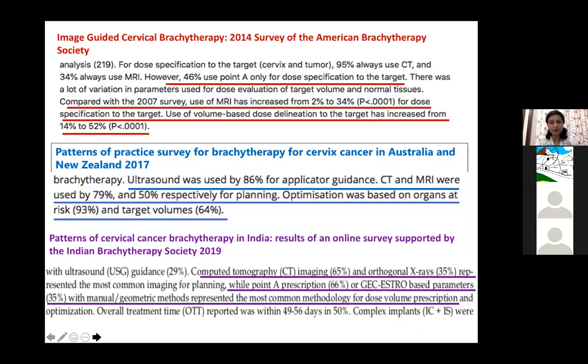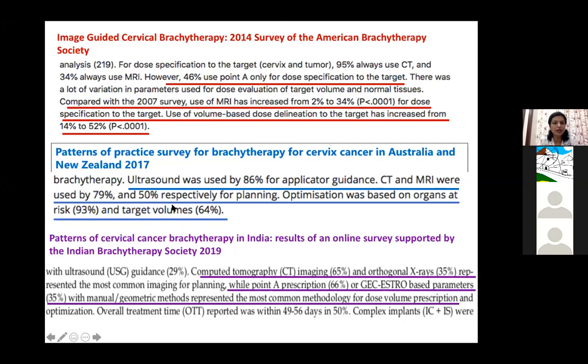So although we are familiar with this concept, and this concept has been there for over a decade now, we still have problems implementing this image-guided adaptive brachytherapy using the MRI. And it is not only in our country, but this is probably a phenomenon even in the Western world. So this was a survey conducted by the ABS in 2014, and what they saw was that only 46% people were still using point A, although the use of MRI increased up to 34% and volume-based delineation increased to 50%, still 50% of centers were not using the volume-based delineation of the target yet.